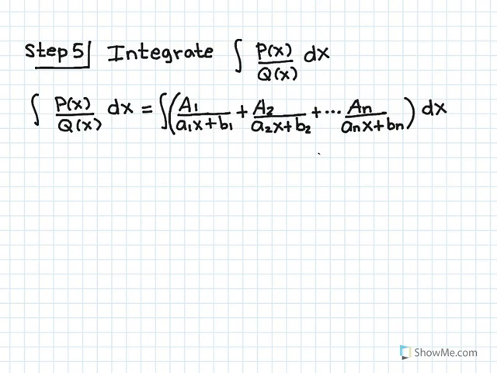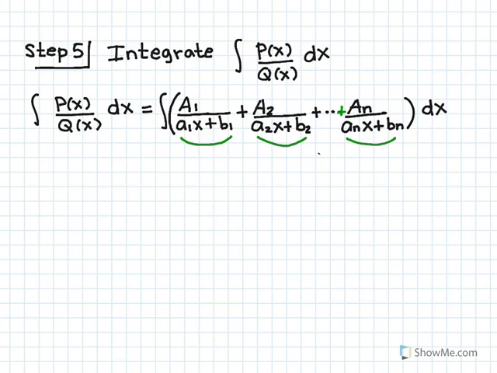And step 5 is to integrate. We integrate p(x)/q(x) with respect to x, and we will have one term for every linear factor. So we'll have A1/(a1x + b1), A2/(a2x + b2), all the way to An/(anx + bn). And as you can see, the integration will be fairly easy to do.